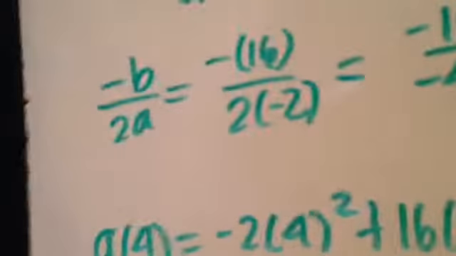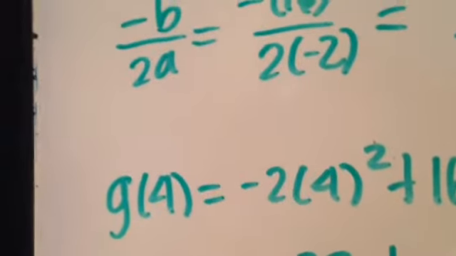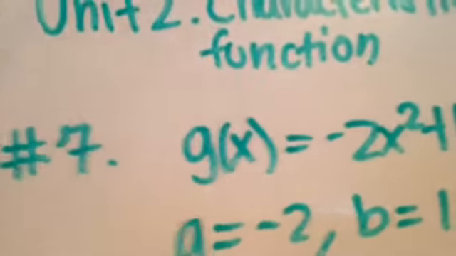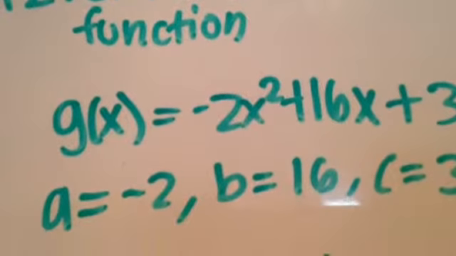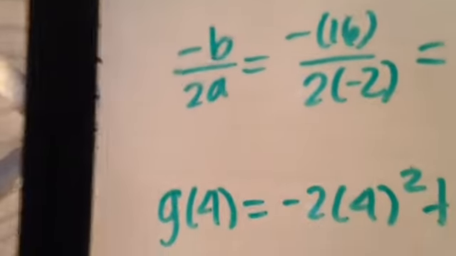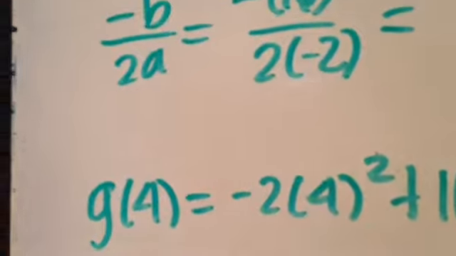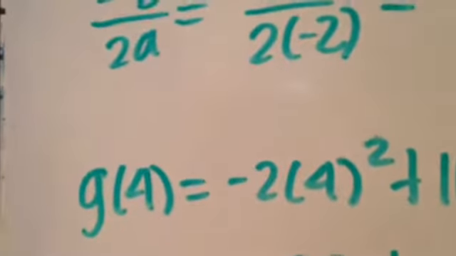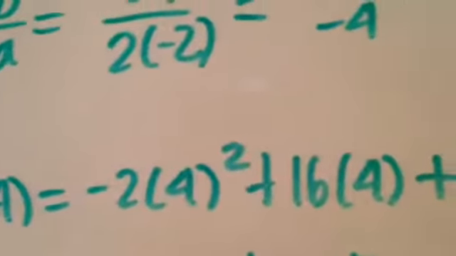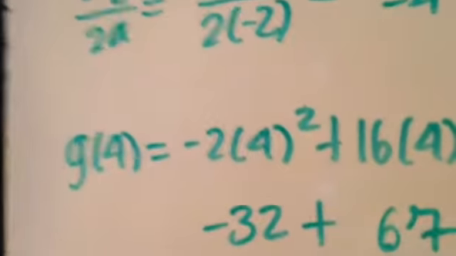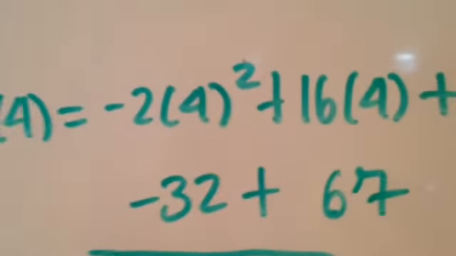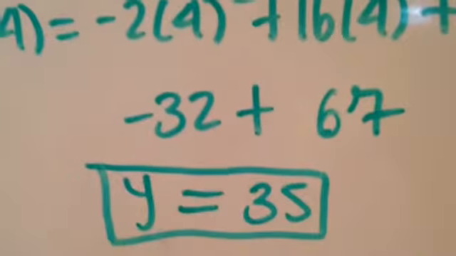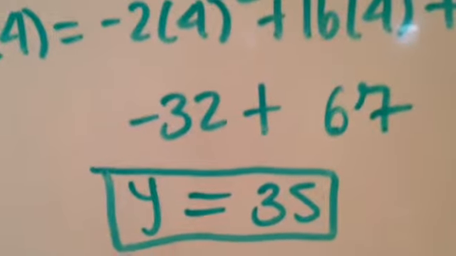And then to find your y, you have to plug your x into the original equation. So it has g(x) equals negative 2x squared plus 16x plus 3. You plug in the 4 for all the x places to replace the x. So it's g(4) equals negative 2 in parentheses 4 squared plus 16 times 4 plus 3. And so you get negative 32 plus 64 plus 3, and you get 35. So 35 is your y.